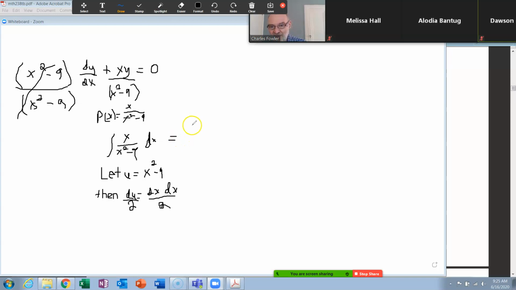All right, so in this integral you change from your x's to u's. The x dx is 1/2 of du, so I'm going to put the 1/2 out here, and I'm going to put the du where the x dx is, in the numerator here, over u, your denominator here.